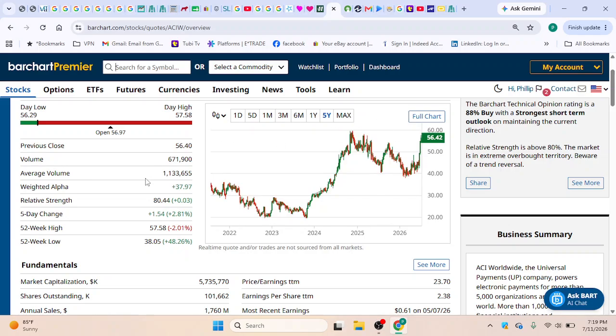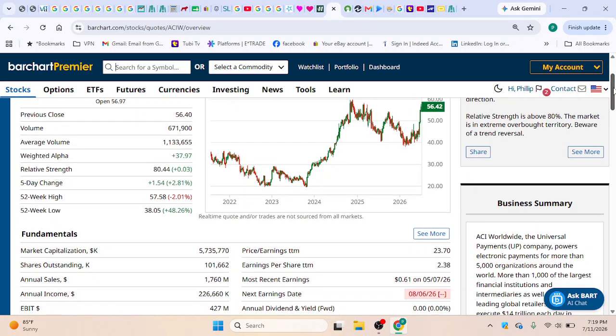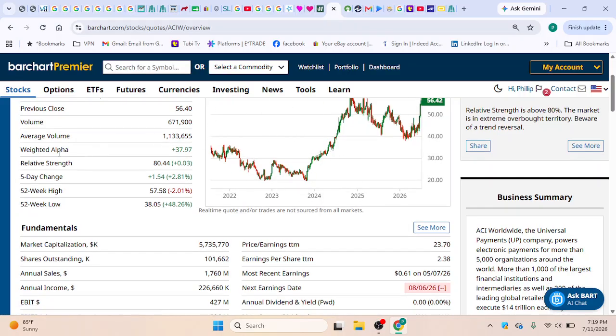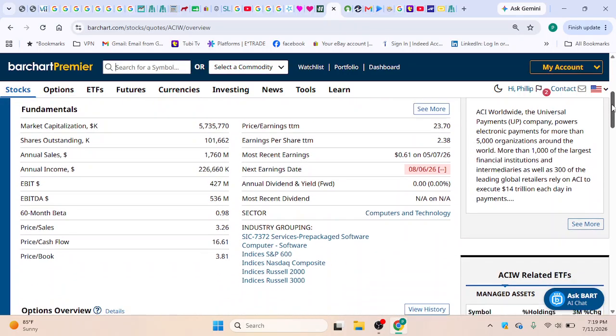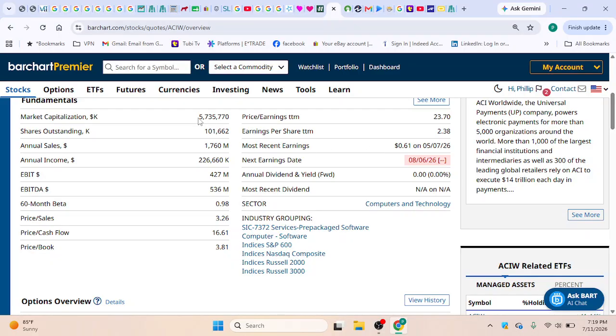It trades a good amount of volume, over 1 million shares a day on average. It's got a positive weighted alpha. I've discussed what that is before. That's just kind of an indicator of strength. It's got a $5 billion market cap. It has annual income. It's got a fairly low price to sales ratio of 3. Price to cash flow of 16. That's not crazy out of line.